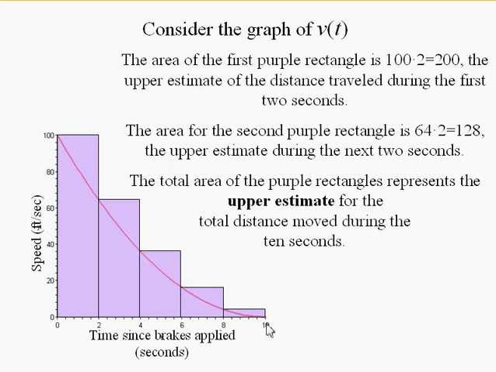Now the total area of all 5 rectangles combined gives us an upper estimate for the total distance traveled during the 10 seconds. We call these left-hand sums. The reason they're called left-hand sums is because the sum is created with the left-most point of the graph, and then drawn across gives us the top of our rectangle. Now, if we have left-hand sums, then we must have right-hand sums, and you can imagine the top will be made with the right hand of the rectangle.